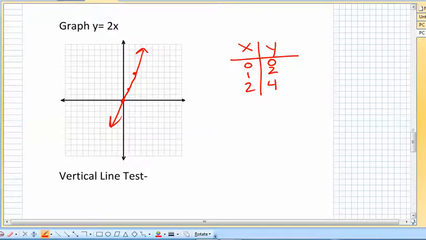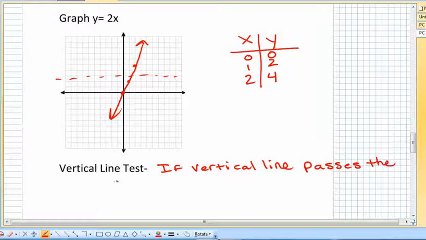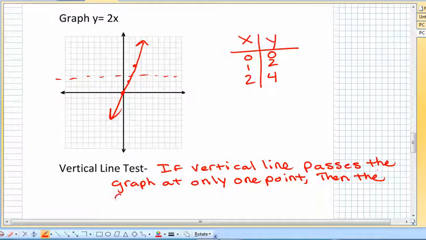Now, the vertical line test will basically determine if the graph is a function. Because if a vertical line is drawn and it passes through only one point, then it's a function. So once again, to repeat, if a vertical line passes through the graph at only one point, then the graph is a function.